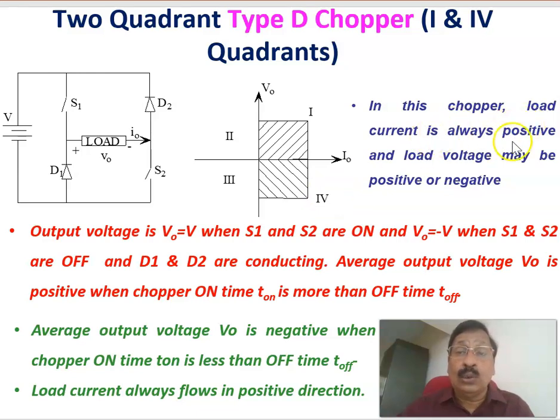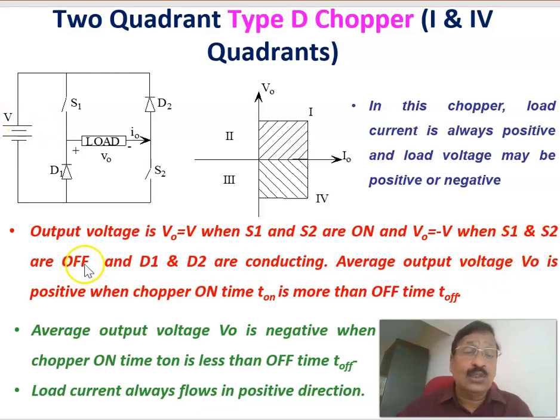In this chopper, the load current is always positive, and the load voltage may be either positive or negative. For the average output voltage, V0 equals V when S1 and S2 are on. When S1 and S2 are on, V0 is the same as V.